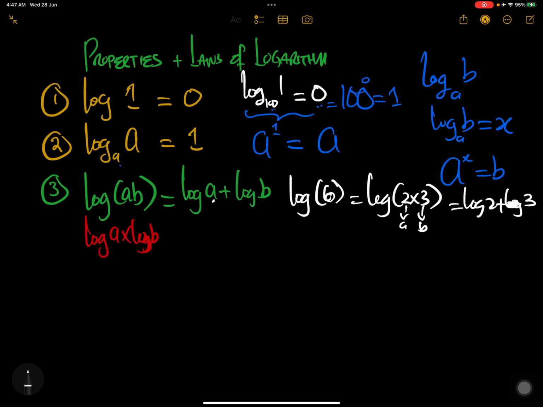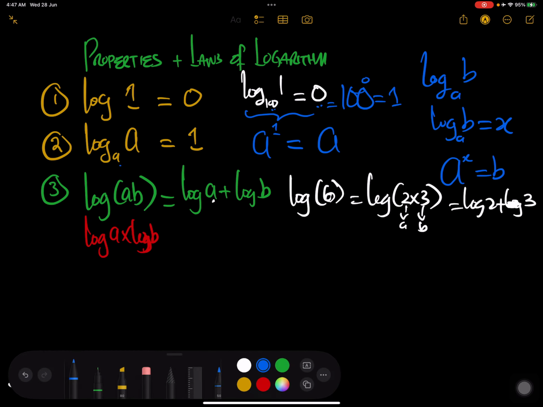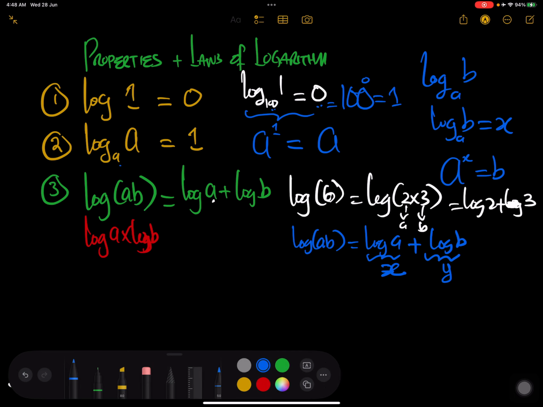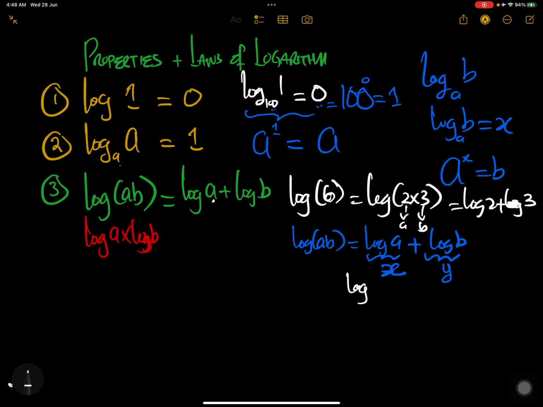The next one, and to prove this, let's quickly look at the proof. We know that log of AB is log A plus log B, not times. Now let's equate this to a certain variable. Maybe this is y and this is x. Because we have log A equal to x, it means that the base, 10 to the power x, is equal to A.